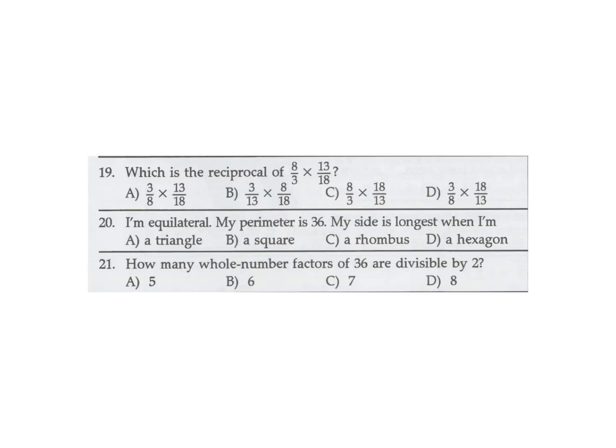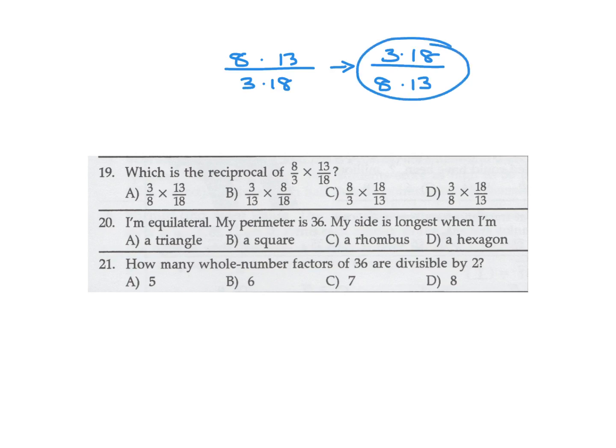What is the reciprocal of... Okay, well, first of all, let's figure out what that is. It'd be 8 times 13 over 3 times 18. And the reciprocal would be to flip it. So it'd be 3 times 18 over 8 times 13, correct? Now we've got to look at the answer choices and see which one of those is this. The 3 and the 18 are on the top, so this is the only one. 3 and the 18 are on the top, and then 8 and the 13 are in the denominator. So that would be D for number 19.